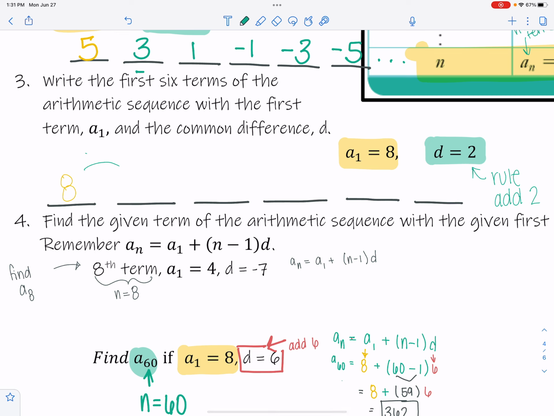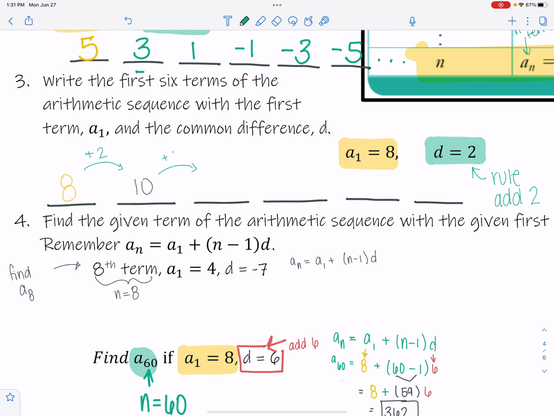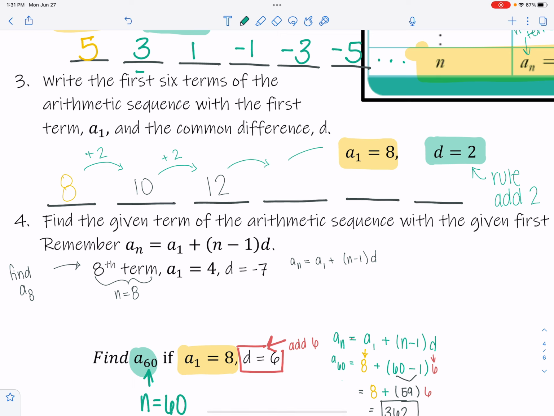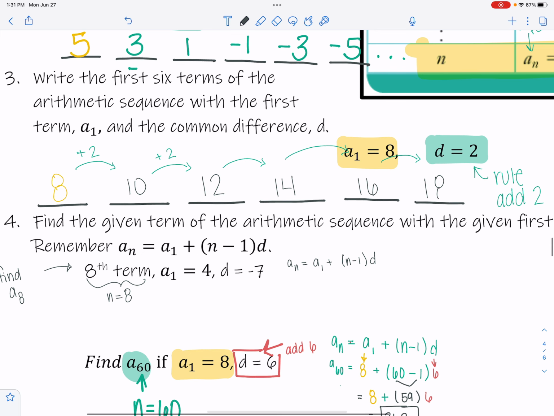So we're going to start with the first term and add 2, which is going to give us a next term of 10. We will then add 2 to that term, which will give us a next term of 12. And we're going to continue to add 2 until we found all 6 terms like it says. So 12 plus 2 is going to give me 14. 14 plus 2 is going to give me 16. And then 16 plus 2 is going to give me 18. And so that would be your answer for number 3.